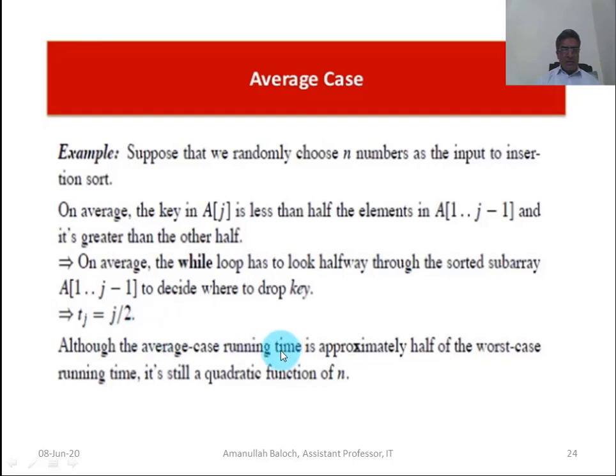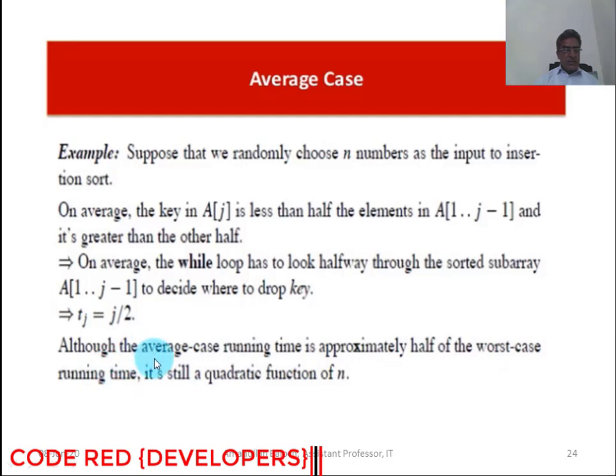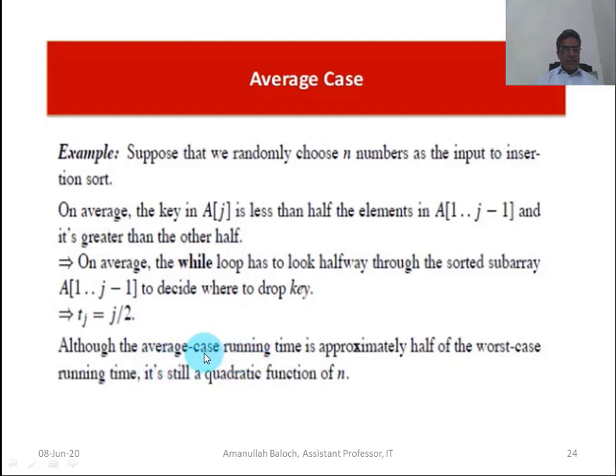Although the average case running time is approximately half the worst case, the execution of the while loop will make the combination of a nested while loop, and if an algorithm executes the nested while loop, that is, two while loops are nested, then its worst case asymptotic running time becomes n square. So the average case analysis of insertion sort is also quadratic.